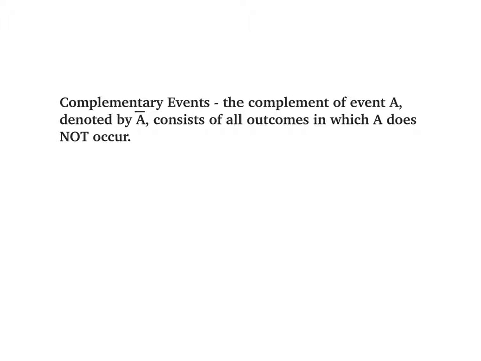All right, basic concepts of probability, part two, part dos. Let's go. Complementary events is the big word of the day. The complement of event A, denoted by A bar, A with a bar over it, consists of all the outcomes in which A does not occur. So every way that A cannot occur, the probability of those happening, that's the complement of A.